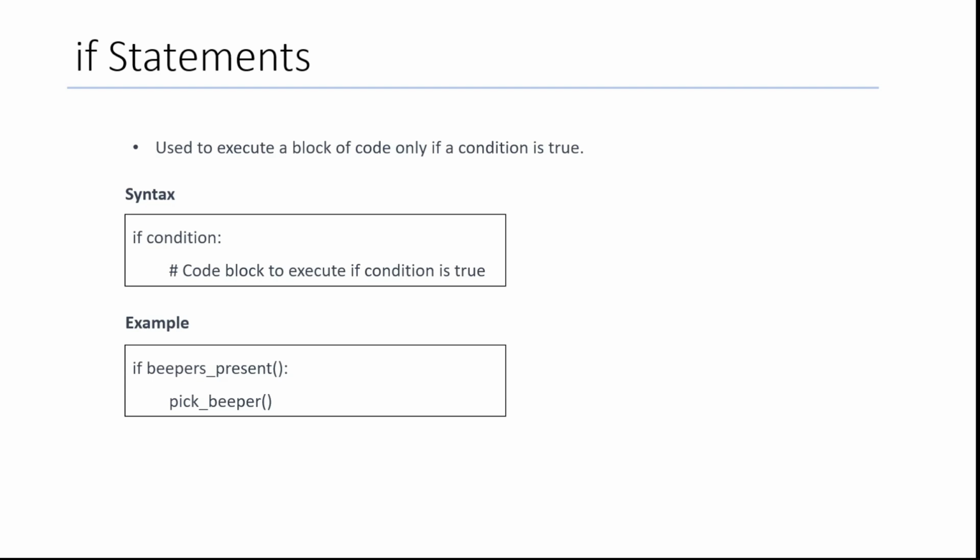The if statement is used to execute a block of code only if a specified condition evaluates to true. Here is the basic syntax and an example. In this example, if beepers present, so beepers present is the condition which is checked. If it's true, then the code block which has the command pick beeper will be executed.